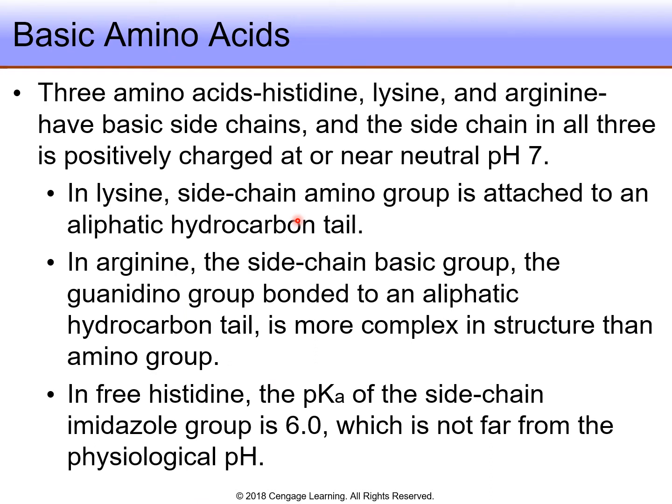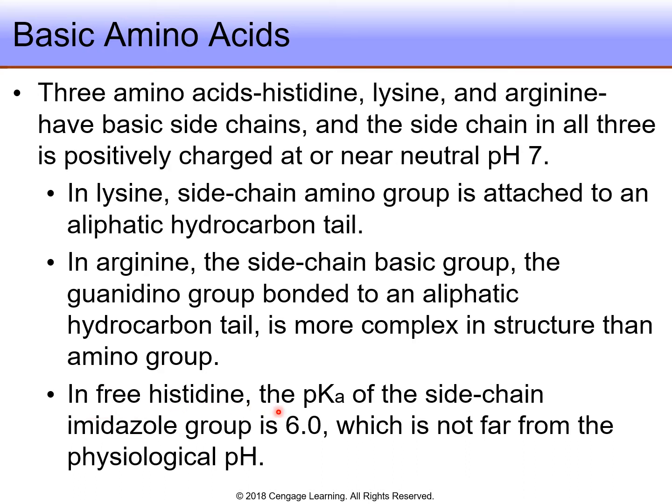Now, the other 3 amino acids are classified as basic amino acids. These are histidine, lysine, and arginine. They have basic side chains, and the side chain in all 3 is positively charged at or near neutral pH. That's why they are referred to as basic, because they have positively charged R groups at or near neutral pH. Now, in lysine, the side chain amino group is attached to an aliphatic hydrocarbon tail, as we will see. In arginine, the side chain basic group, called the guanidino group, bonded to an aliphatic hydrocarbon tail, is more complex in structure than the amino group.